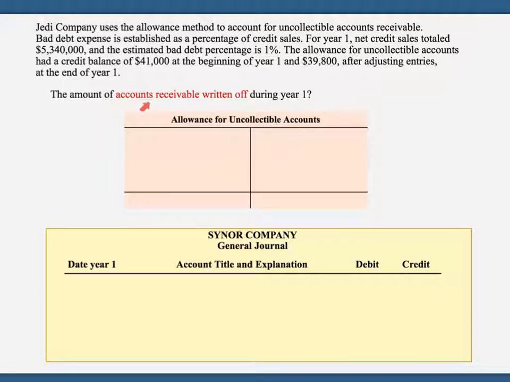Now let's answer the second part of the problem: the amount of accounts receivable written off during year 1. How much is it going to be? And then we'll make the journal entry. So we can look into our problem again for some information. It tells us the allowance for uncollectible accounts had a credit balance of $41,000 at the beginning of year 1. So let's fill that in. Next, it tells us it had $39,800 after adjusting entries at the end of year 1. So we can fill that in as well.